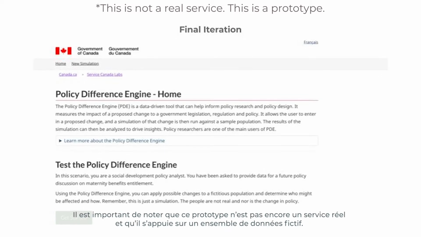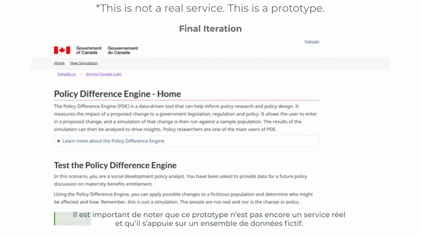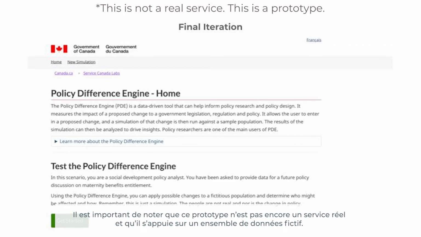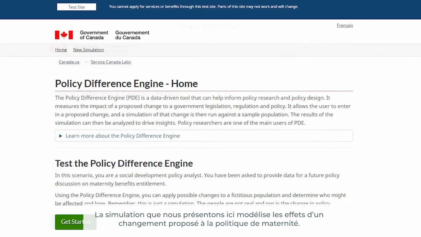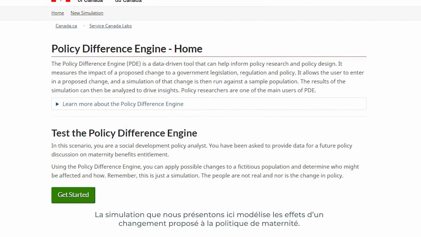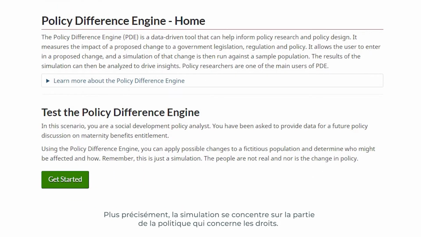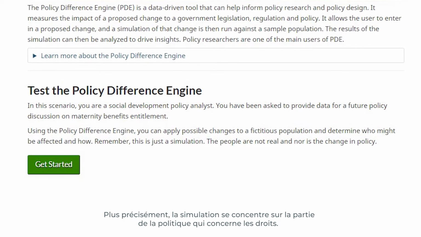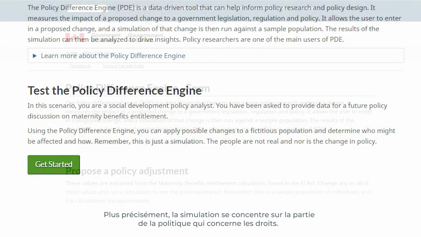It is important to note that this is in the prototype stage and not a real service. This simulation also runs on a mock dataset. This Policy Difference Engine prototype simulates Canada's maternity policy, specifically the entitlement portion, which determines the amount of monthly supports parents will receive from employment insurance.